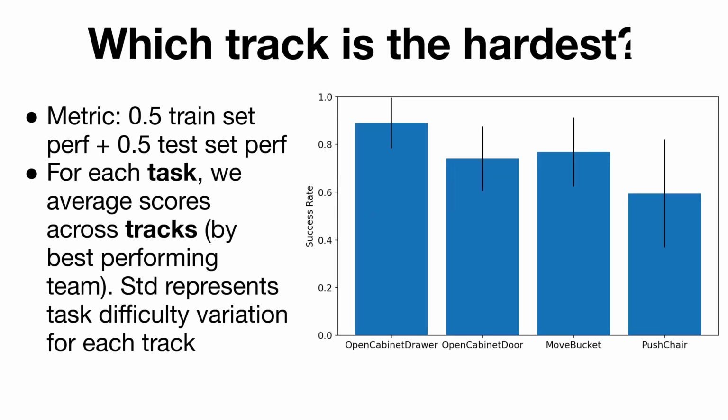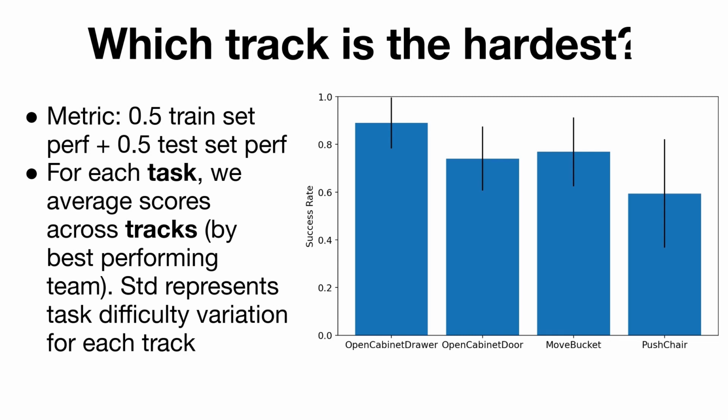And next, let's check which task is the most difficult. We still use the metric that averages the training set performance and the test set performance. Under this metric, for each task, we can compute the average scores across tasks. See the results in the bar plots, and here is what we can read. First, the task Open Cabinet Drawer seems simplest. The major challenge is basic navigation and grasping skills, and both seem to be easy.